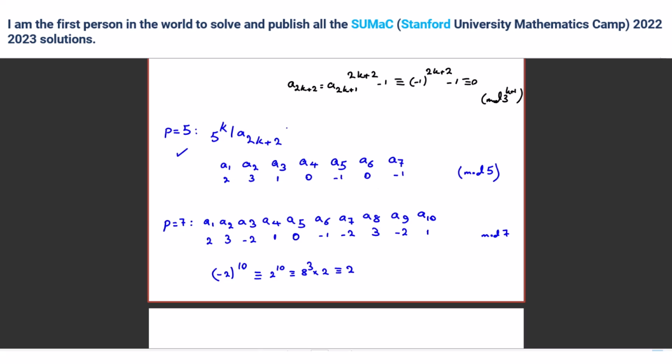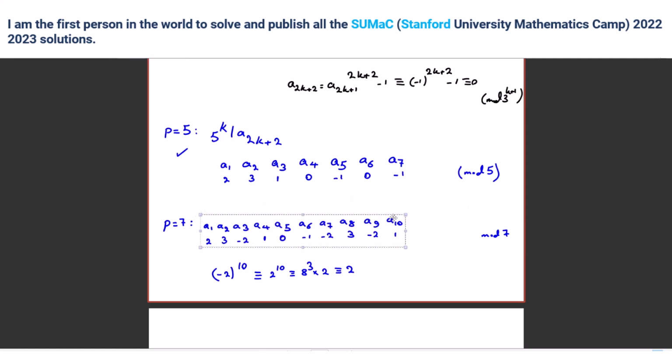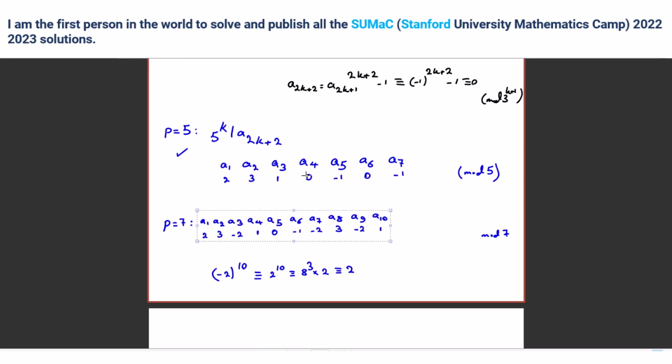Okay, so we should keep writing to find the pattern. So we calculated all the way to A10. A11 is what? 0. A12 is what? A12 is -1. A13 is what?